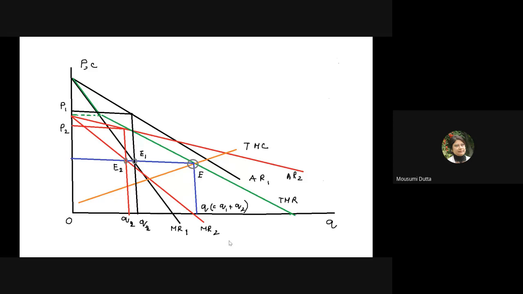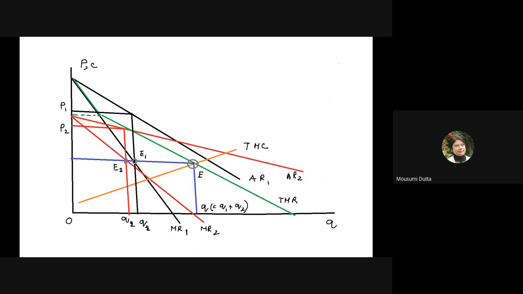So along the vertical axis, we are measuring prices, costs, revenues, all these things are measured along the vertical axis, whereas along the horizontal axis, we are measuring output. So this black line is the demand curve in market 1. I'm calling it average revenue 1, AR1. This is the demand curve in market 1, and this red one is the demand curve in market 2, AR2.